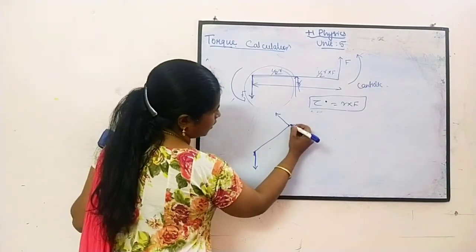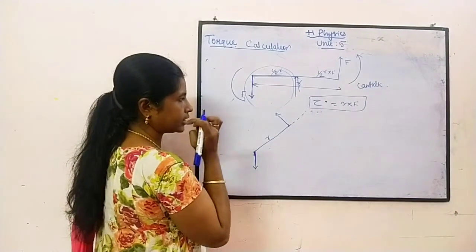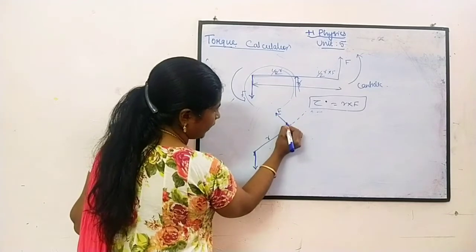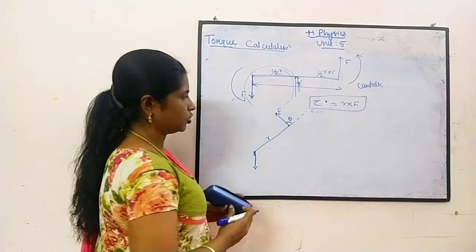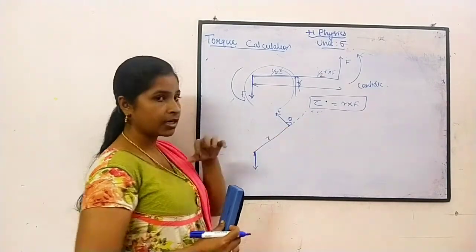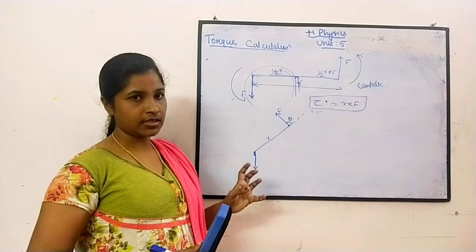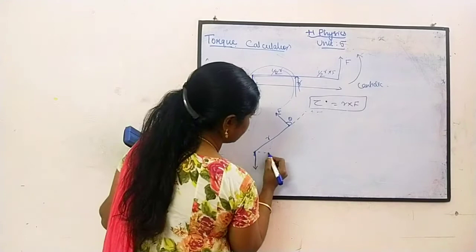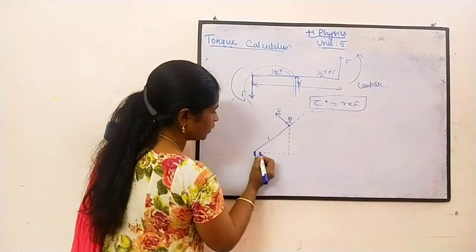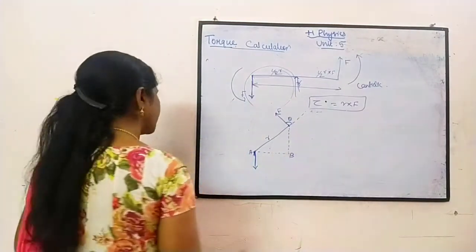So this is the distance R, the distance between the forces. Let us take the angle between R and F as theta. As I already told, we should not take just any distance between the forces. That should be a perpendicular distance. So we take this distance, and you will get the perpendicular distance. Let us take it as AB. This is called the perpendicular distance.